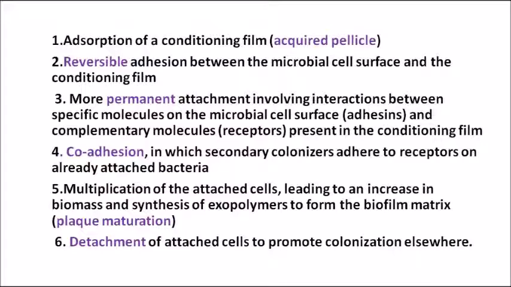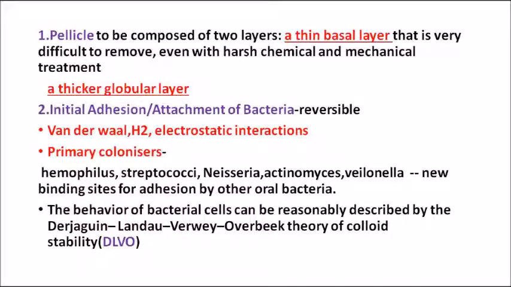The fifth step is plaque maturation. This is because of the multiplication of the attached cells and the increase in biomass. And also there is synthesis of the matrix. That is how the plaque matures. And finally, as we said, there is detachment of these attached cells to promote colonization elsewhere. We will see each step.